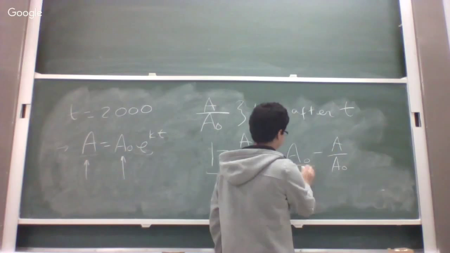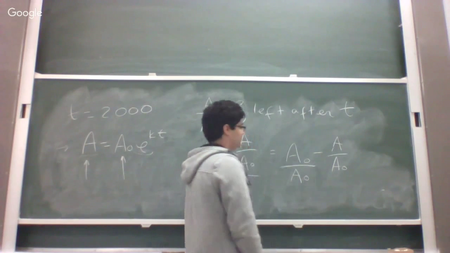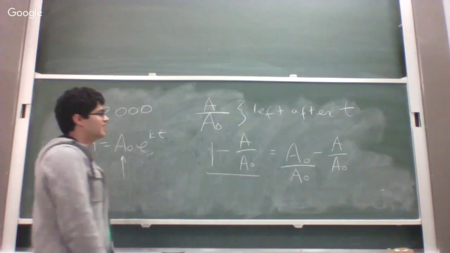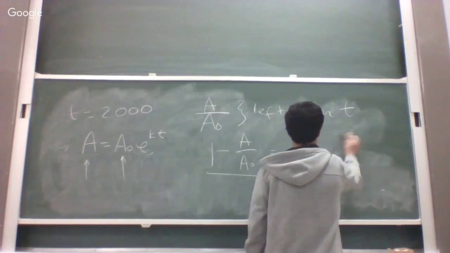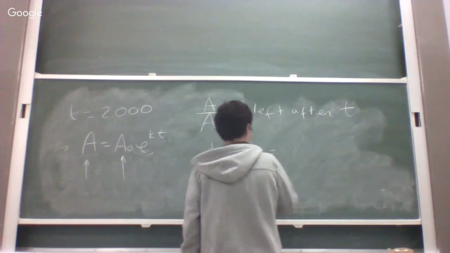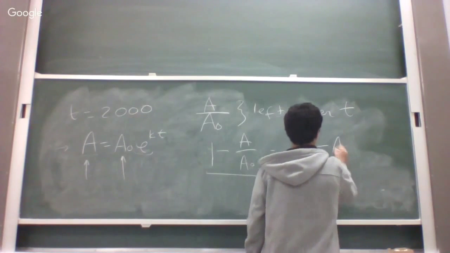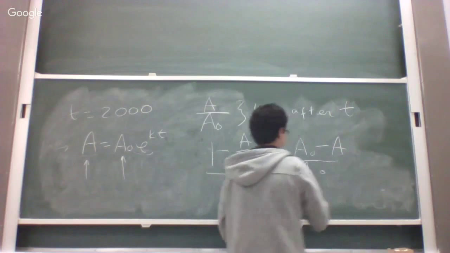You can't just divide by it. That's what you start out with. A0 over A0 is just 1. You didn't start out with 1.